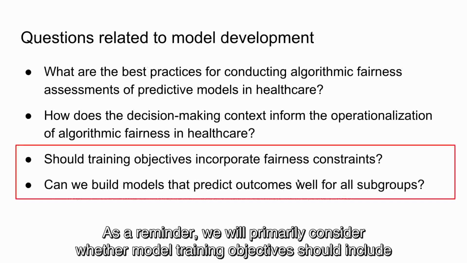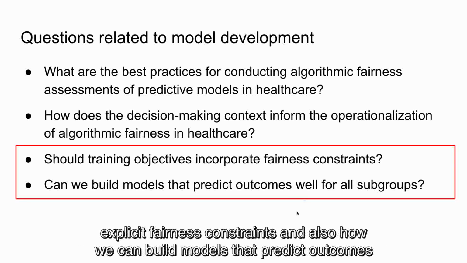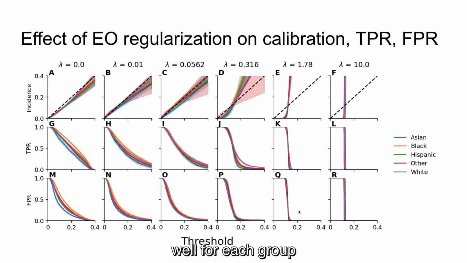Now let's talk about model development. As a reminder, we'll primarily consider whether model training objectives should include explicit fairness constraints and also how we can build models that predict outcomes well for each group.